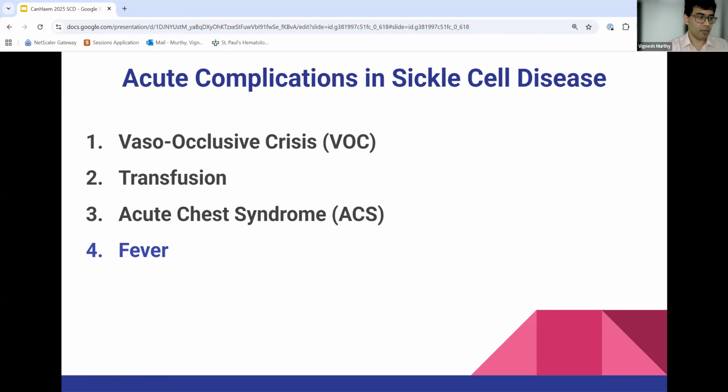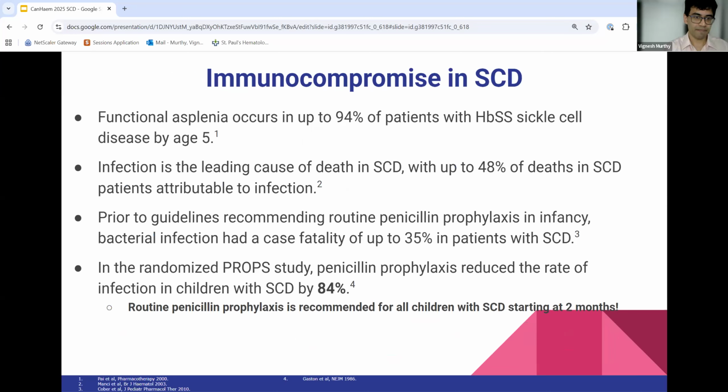And lastly, and briefly, I'm going to discuss fever. So, first of all, patients with sickle cell disease are functionally asplenic. They are immune compromised. And that functional asplenia occurs in up to 94% of patients with HBSS sickle cell disease by the age of 5. Infection is the leading cause of death with sickle cell disease. In autopsy studies, they found that up to 48% of deaths in sickle cell disease were attributable to infection, and that's in a North American context.